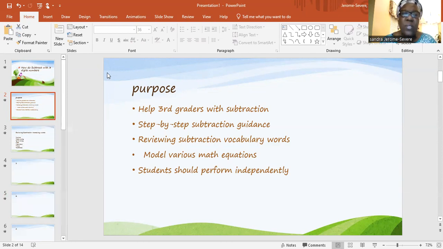So boys and girls, let's go, because Miss Jerome is going to do the subtraction for you. I'm going to do it in English for you, so that you could pay attention to what I'm saying. I'll do one in Creole, but the majority of them are going to be in English, so you could understand and pay attention to the teacher. Okay, so let's go.